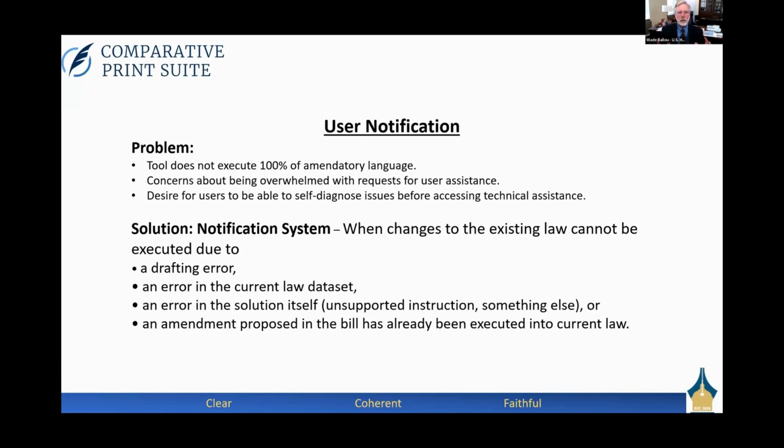And so the kinds of things that we wanted to be alert to was, is there a drafting error by me, the drafter? Is there an error in the current law data set? Does the tool itself not work on the particular kind of instruction? Or are you looking at something that has already been executed in the current law?